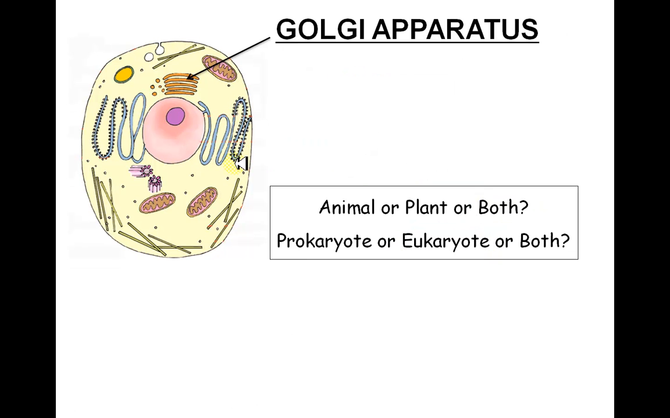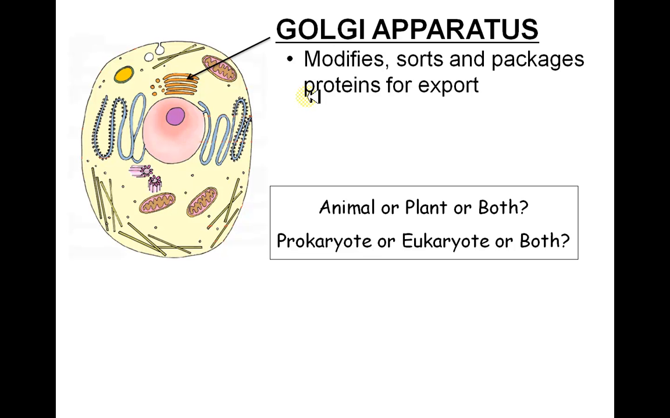Golgi apparatus. Golgi apparatus are these pancake-looking things, and that's what I see when I actually see them. They're places where we actually modify, where we sort, or we package proteins for export. It can actually package them for use inside the cell, or it can actually package them more likely to go outside of the cell.